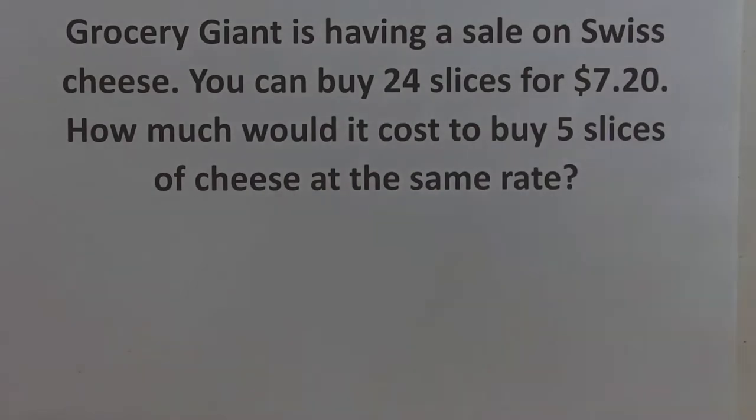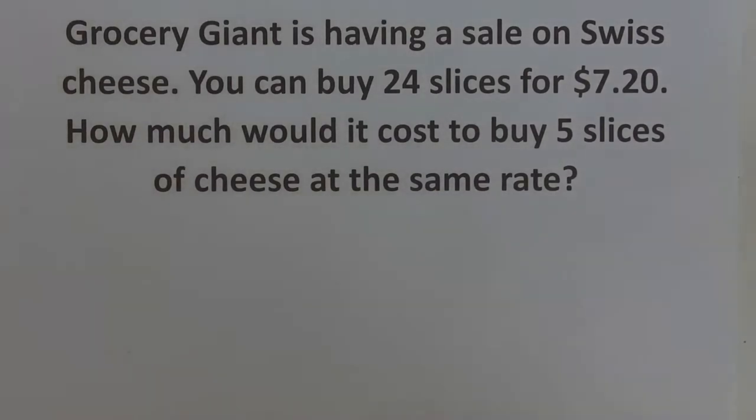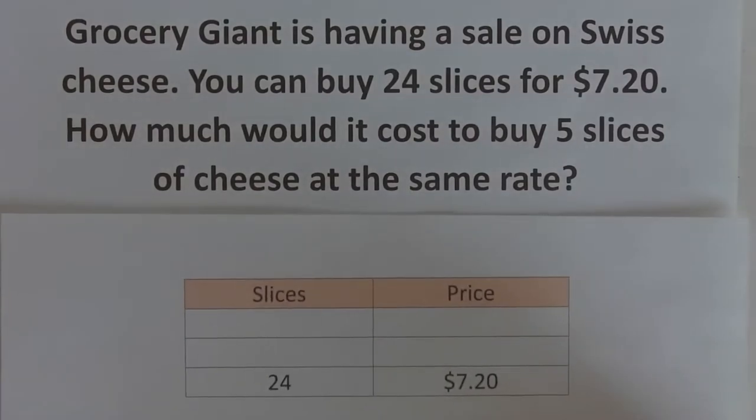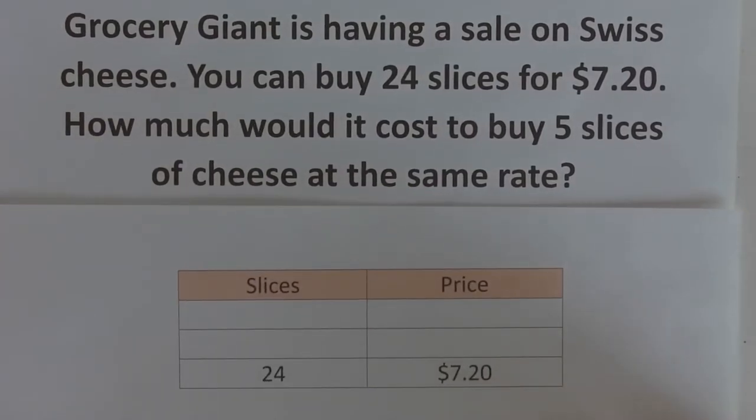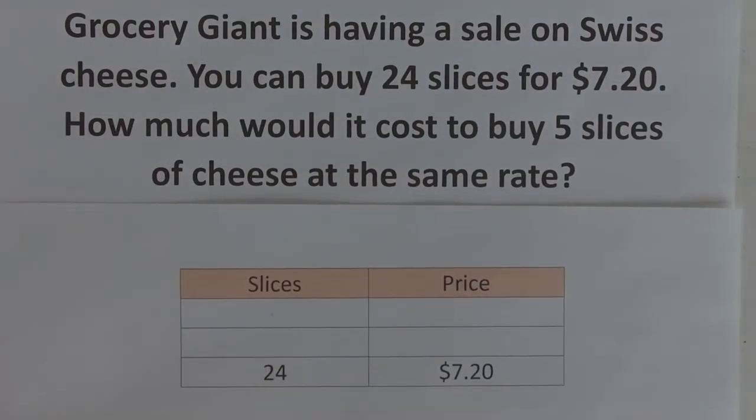Let's try using a ratio table to solve this problem. So here's our ratio table. How can we find the unit rate, which is also the unit price? Right, we need to find the price of 1 piece of cheese. Since we want the price per slice of cheese, we need 1 in the slice column. How can we do this? To get 1 here, how can we do that?